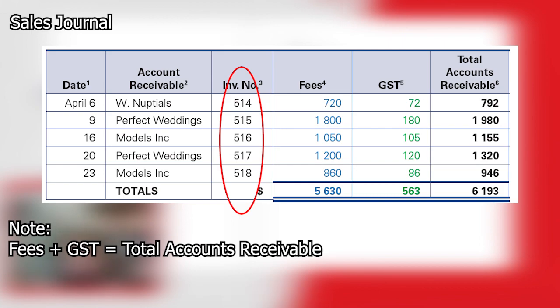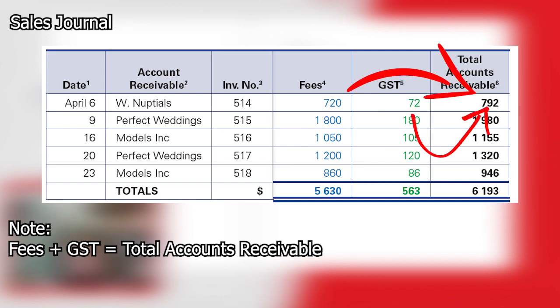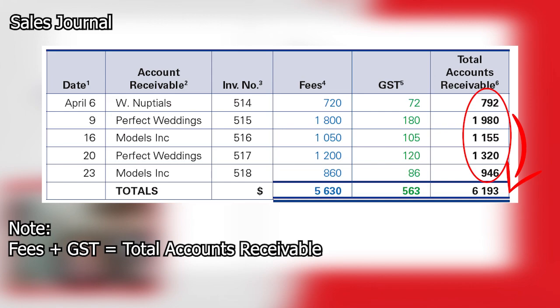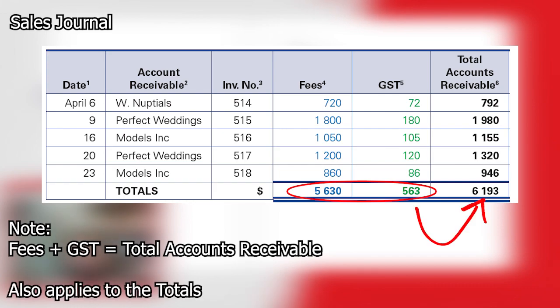And I will come back to this because I do want to compare the sales journal to the purchases journal. But again, we add it the whole way across, and the same rule applies. As long as you add it across and the total accounts receivable gets the total, it'll work. At the end of the month, you add down into the total column, and we can see the math works out, because in this case, 5,630 plus 563 equals 6,193. So you can see that adds up there.